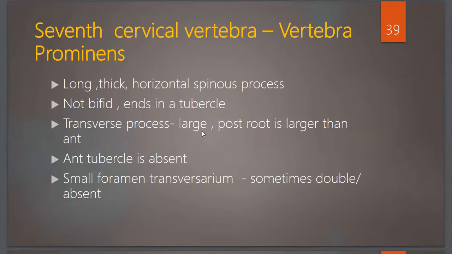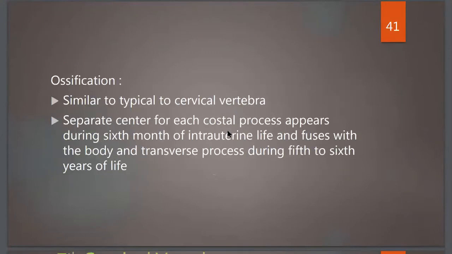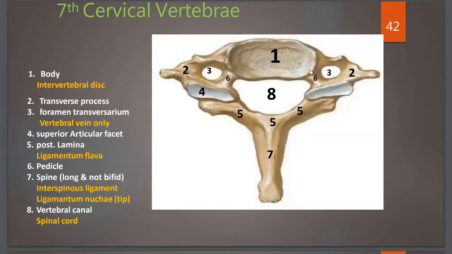Okay, transverse process is large. You can see here, this is the seventh cervical vertebra. This is the body, where we will have the intervertebral discs. This is the transverse process. So we have the transverse foramen. Number 6 area is pedicle. Number 4 area is the superior articular facet, which will articulate with the inferior articular facet of C6 vertebra to form the intervertebral joint. Number 5 area is lamina, which is fusing to form a single spine, which is very big and it is not bifid, isn't it?